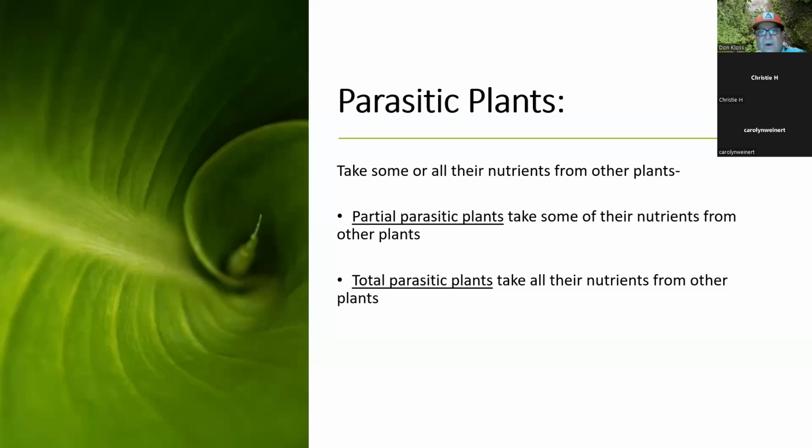Okay, we're talking about parasitic plants, and they take some or all of their nutrients from other plants, and they are in two categories. You have partial parasitic plants that take just some of their nutrients from other plants, and you have total parasitic plants that take all of their nutrients from other plants.